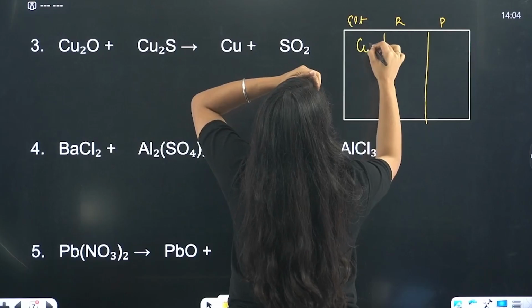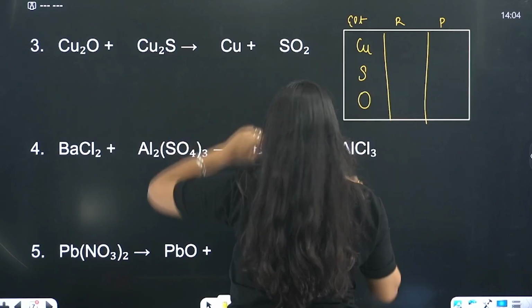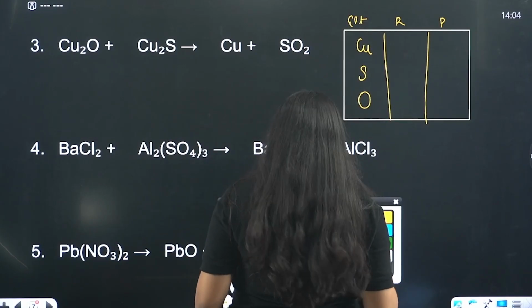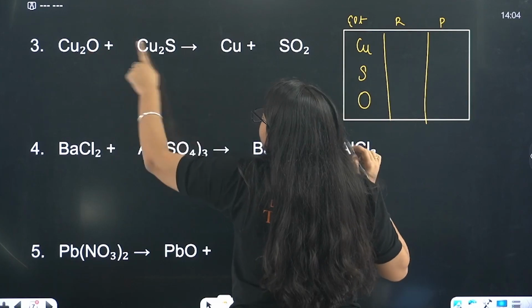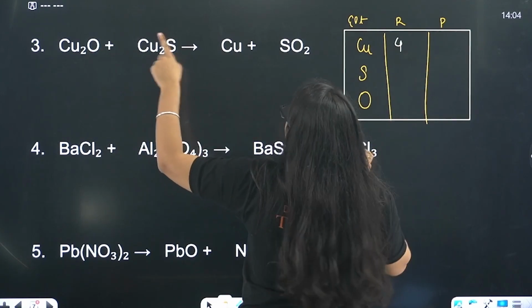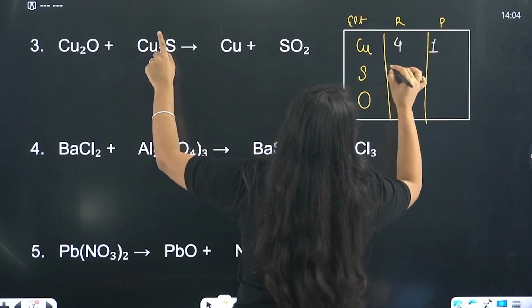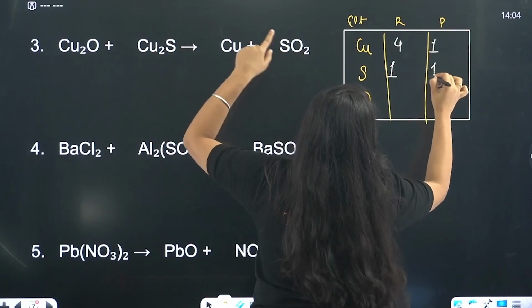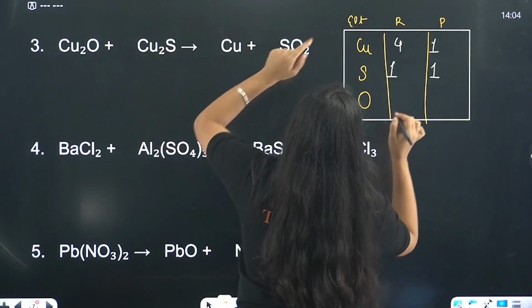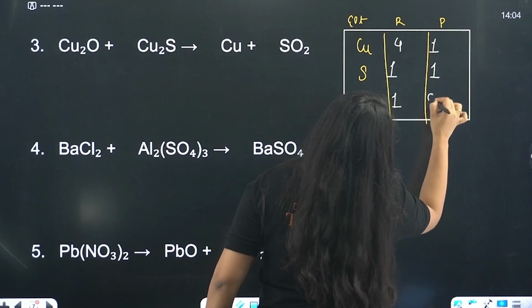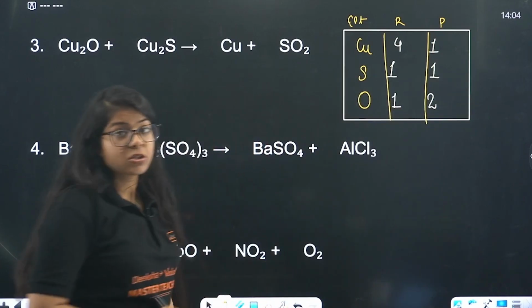Copper, sulfur, oxygen. Number of atoms of copper on the reactant side: 2 plus 2, it is 4. On the product side, only 1. Sulfur, only 1 and only 1. Oxygen, 1 on one side and 2 on the other. So sulfur is balanced, but copper and oxygen are not balanced.